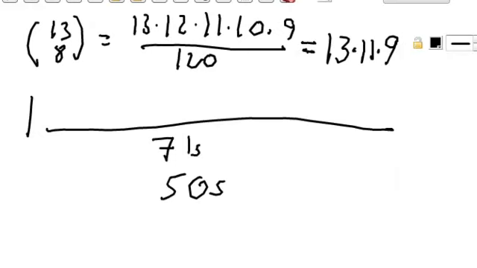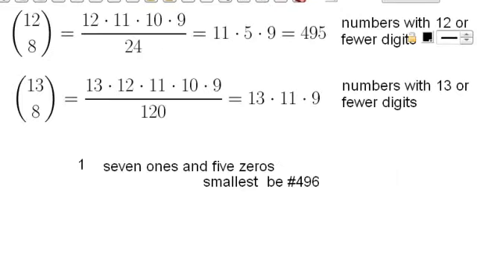So let me actually recap this a little bit. We know that there's 495 numbers that have 12 digits or fewer, always with 8 ones. And then there's 13 choose 8, which is all the numbers that have 13 or fewer digits. So number 496 will be the first number with 13 digits. So it's going to be a 1 followed by 7 ones and 5 zeros. And that's going to be number 496.